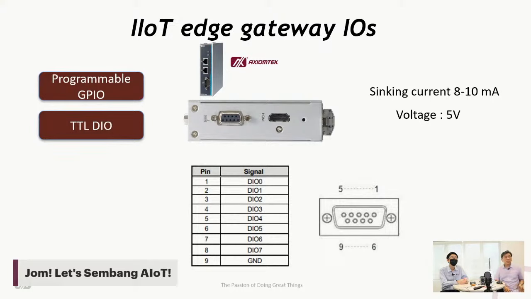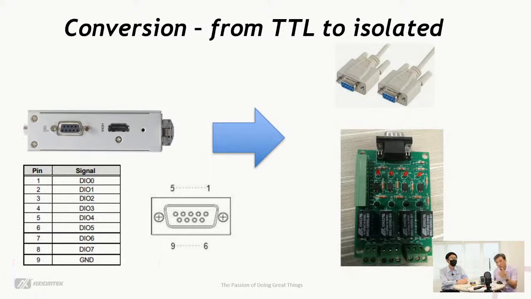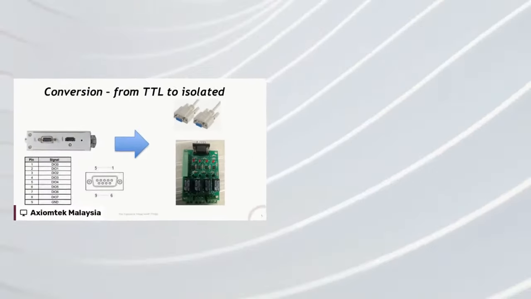So in this case, what will you have? You move on to the other. In order to use some of these, we have this daughter board. This daughter board will convert for you 4 digital inputs and at the same time 4 relay outputs. That will be very useful already.